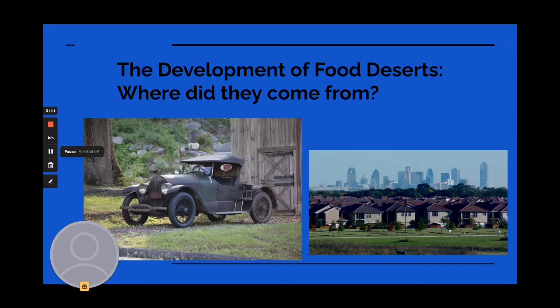This left all the people who were still in the city, the low income communities, without grocery stores, without healthy food. They had to start turning to fast food and quick, easy meals that were cheaper, because the grocery stores that were left suddenly had higher prices and less variety.